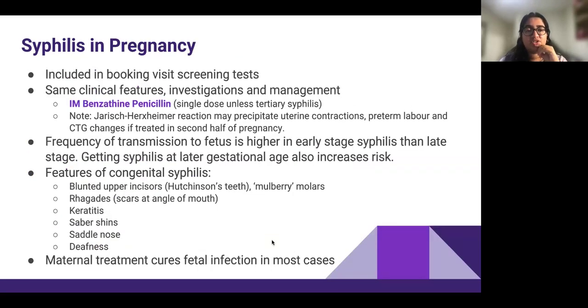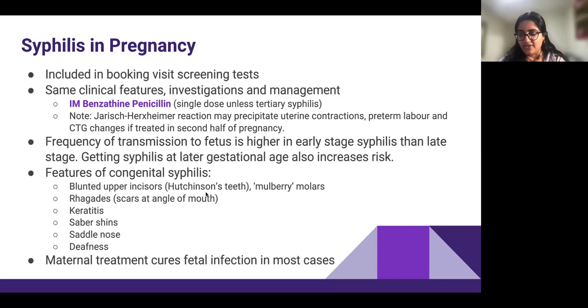So syphilis is checked during pregnancy as well, at the booking appointments, and it's treated in the same way and managed in the same way. You look out for the same things as well. Frequency of transmission to the fetus is higher if they're in an early stage of syphilis. Remember, I said that the secondary stage of syphilis is when you're at the most infective. But if you get syphilis at a later gestational age, then it can also increase your risk of the baby getting syphilis as well.